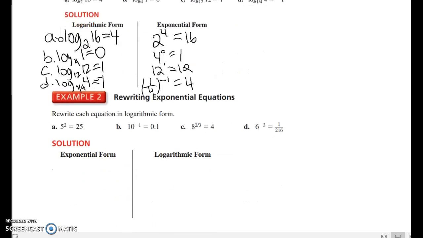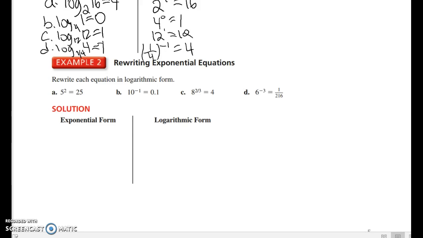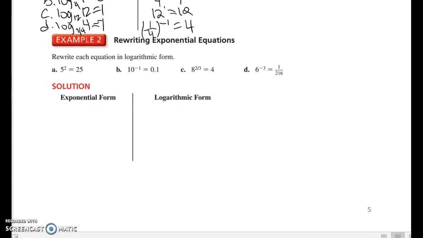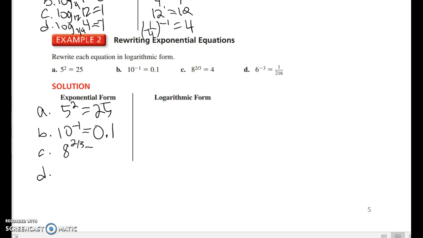And then if you go down to example 2, we're doing the same thing, but in reverse order. So I'm going to rewrite A, B, C, and D. So I have 5 squared equals 25. 10 to the negative 1 equals, this is really 1/10, but 0.1 is the same. 8 to the 2/3 equals 4, and 6 to the negative 3 equals 1/216.